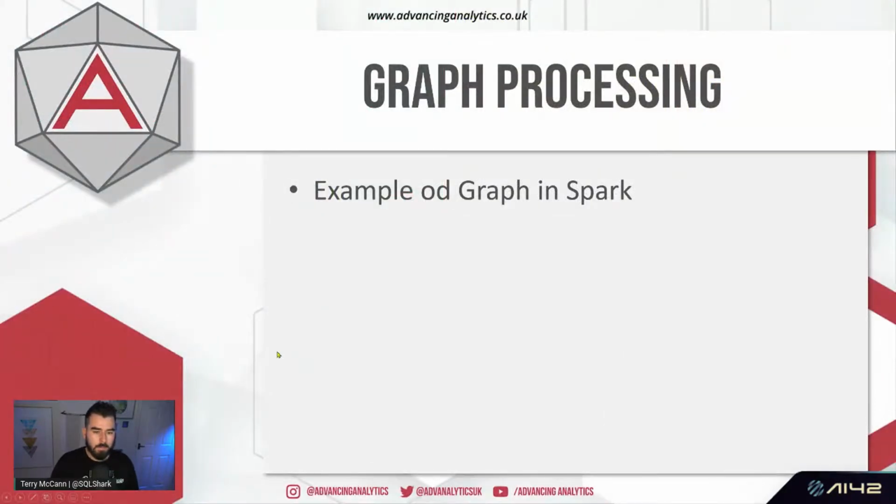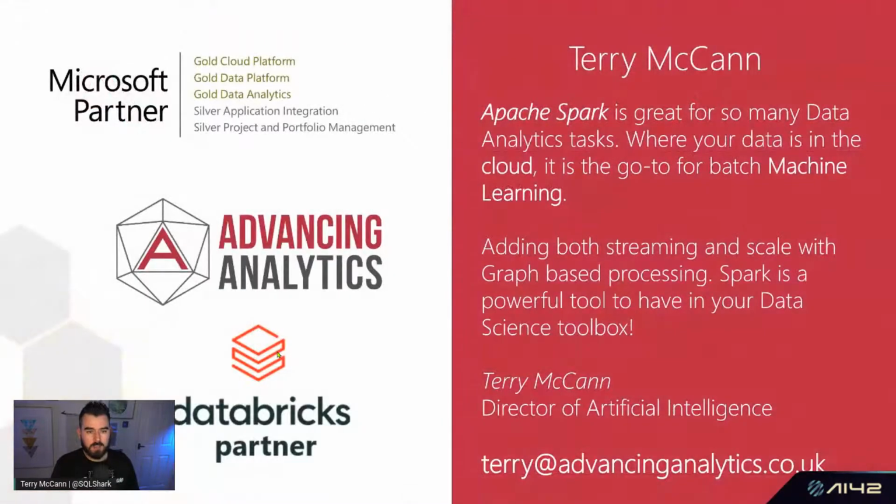But I'll finish there and say that Apache Spark is great for many analytical problems, right? Where your data's in the cloud is always our go-to for batch machine learning. And when you add on scaling and streaming and graph-based processing, it's a really powerful tool to have in your data science toolbox. But always be aware that if you don't have a problem that requires scale, then typically the complexities that you get with Databricks can be a bit too much. And it's sometimes better to just focus on one single machine.